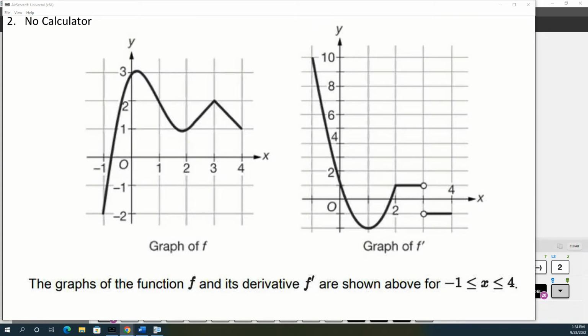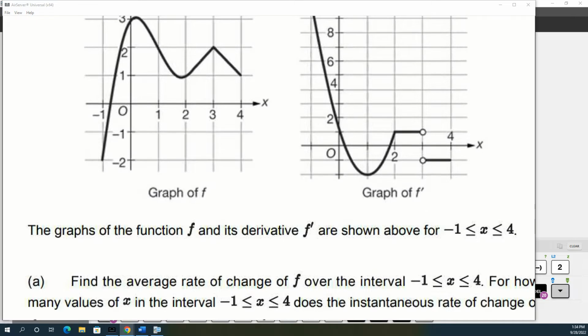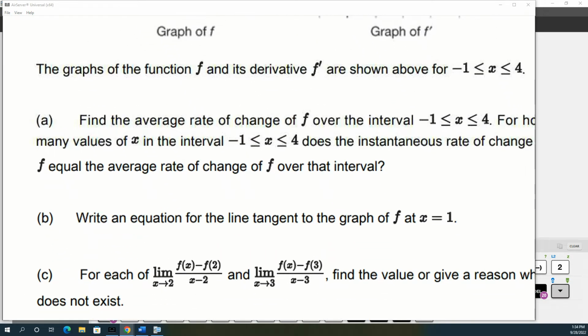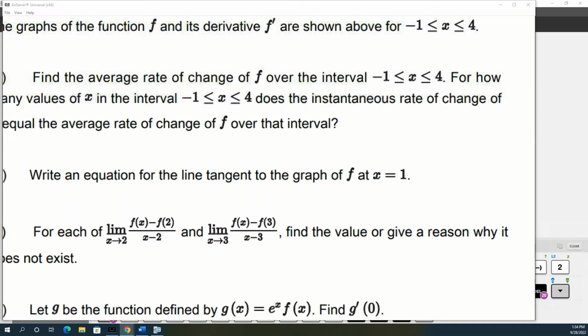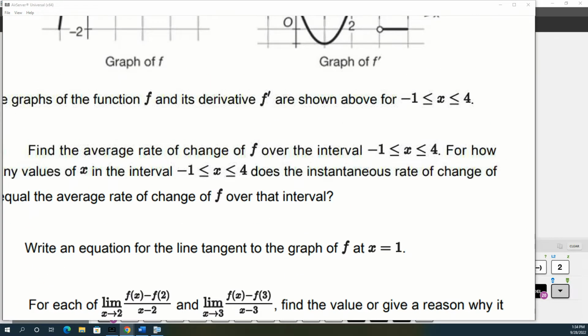All right, so FRQ number 2 is a non-calculator question. So we have a function f of x, or f, and then we have the graph of its derivative. So at each point it gives the derivative at that point, or gives the slope at that point. All right, so for 2a, we want to find the average rate of change of f over the interval from -1 to 4. And let's just start there.